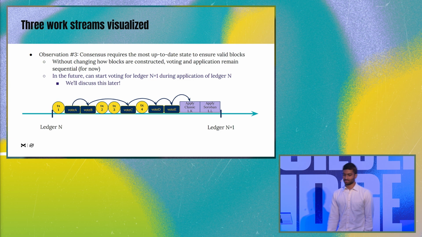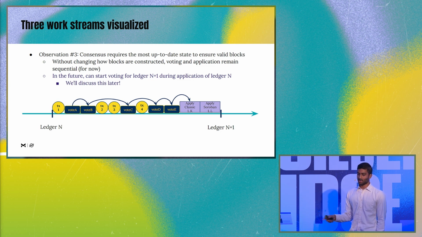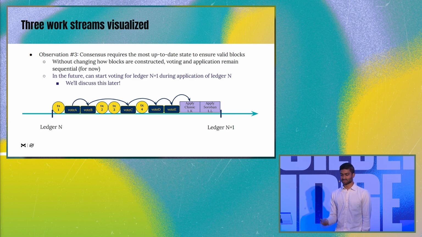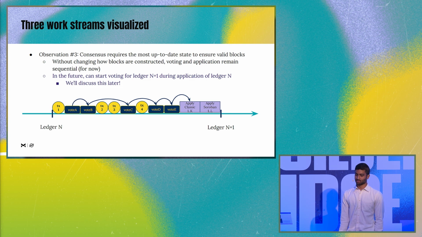So it is possible to pipeline voting and application and start voting for ledger n+1 while ledger n is being closed, but it requires changing how blocks are constructed. In the first iteration of this work, we're not doing that yet, but we're planning to in the future to truly make voting and application parallel.